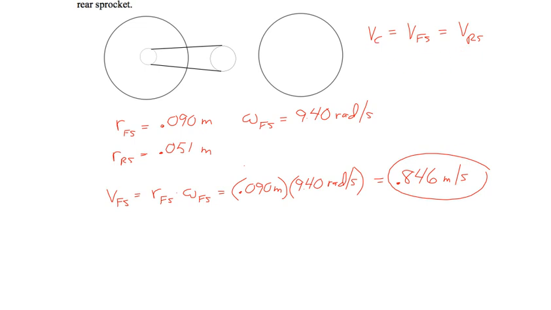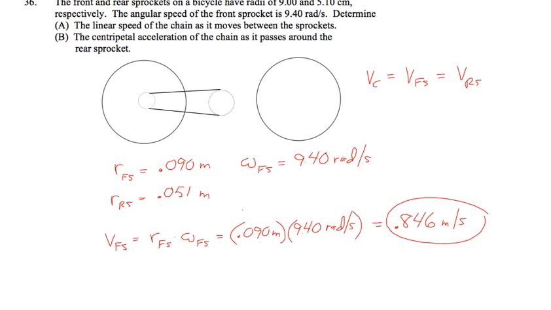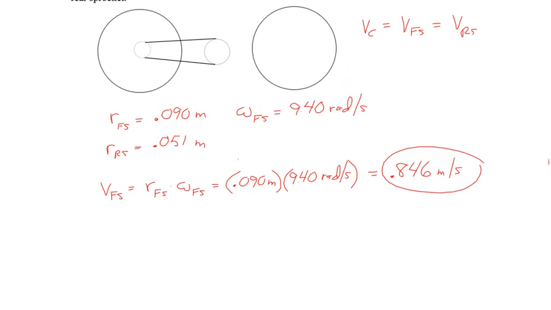Now, the next part of the question says the centripetal acceleration of the chain as it passes around the rear sprocket. I know the velocity of the rear sprocket, so I know the R. If I want the centripetal acceleration, I can use those two numbers. Let me solve for something else that I don't have to solve for, but let's just solve it because we'll check our answer. Notice I don't have the angular velocity of the rear sprocket. So let's get that first.